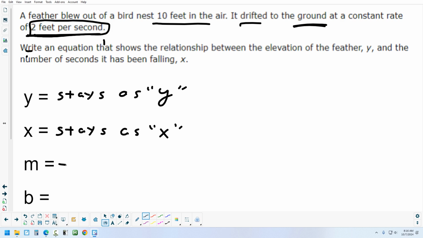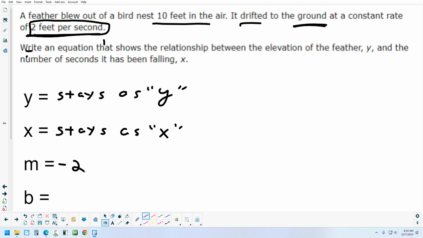So the slope here is -2. The negative represents the feather falling. If you did +2, that would mean the feather's going up. Okay, but it's falling down. All right, so we got -2 for the slope.